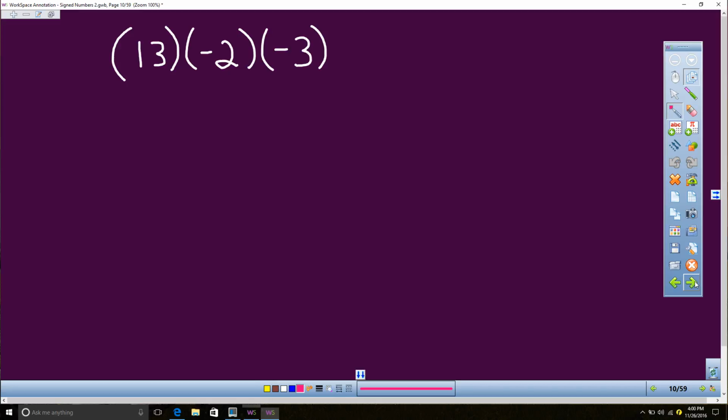So here, notice I'm multiplying. This is a multiplication problem. I'm multiplying three numbers. Notice two of them are negative. 2 is an even number. Therefore, I know the answer is going to be positive. Now, since the answer is positive, I can put the sign or I can not put it. At any rate, now I can just forget about the sign and multiply 13 times 2 times 3.